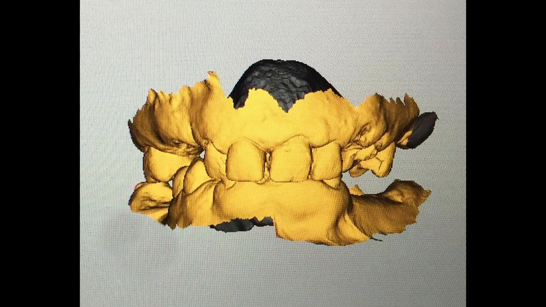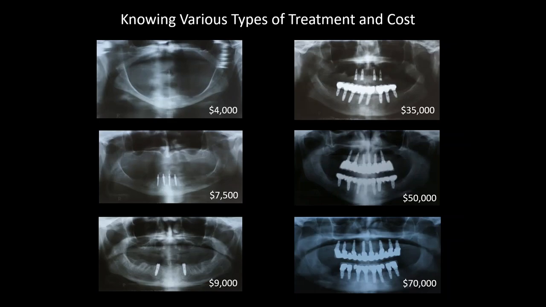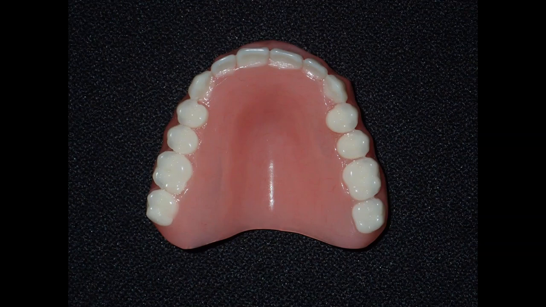So our goal was to review a variety of different options with our patient. And here we have a variety of different price ranges that we present to the patient. And she identified that she could afford somewhere between $9,000 and $12,000 for her treatment. So our goal was to extract all her teeth, level and graft, but in the lower arch do some type of overdenture utilizing 2 to 4 implants. So here we have the immediate dentures.